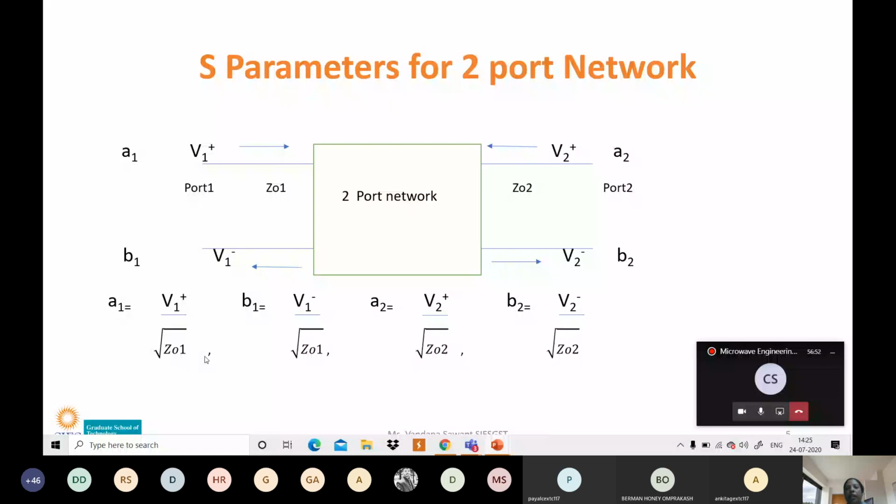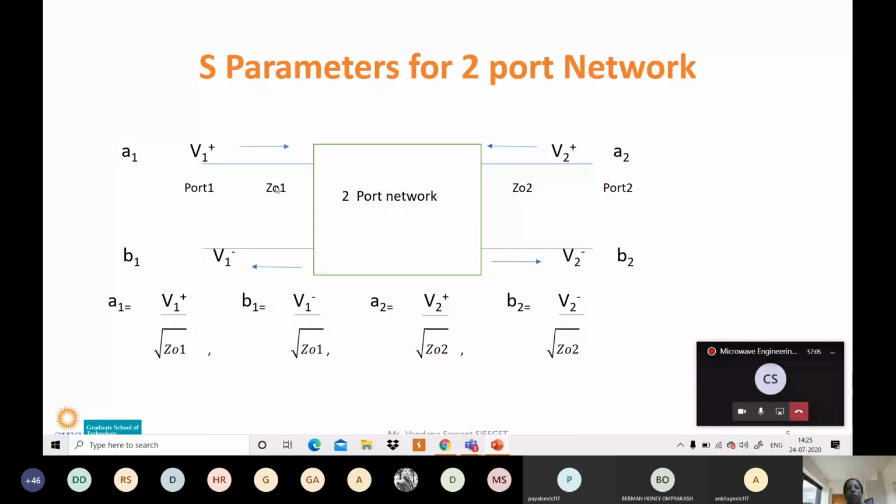A1 is an incident signal. So the incident signal at port number 1 is V1 plus, divided by the square root of the characteristic impedance of port 1. The characteristic impedance of port 1 is Z01. So I can write A1 is equal to V1 plus divided by the square root of Z01.